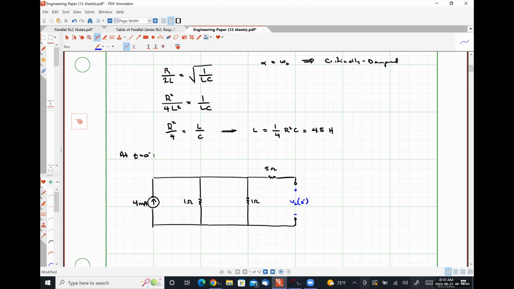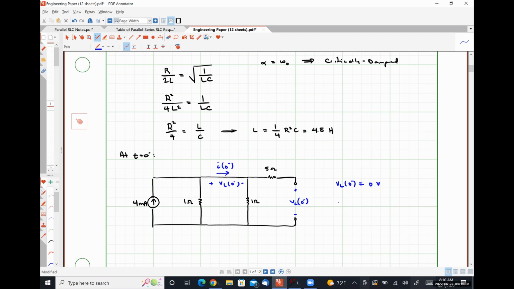VC at 0 minus, VL at 0 minus, and I at 0 minus. So let's start with the easiest quantity. VL of 0 minus has to be 0 volts because it's the voltage drop over a short circuit.